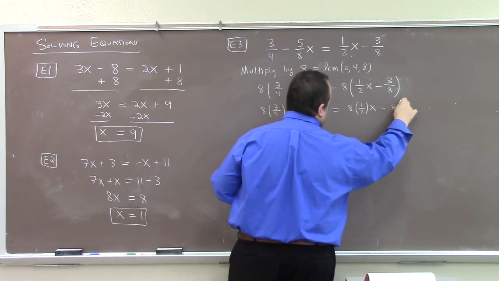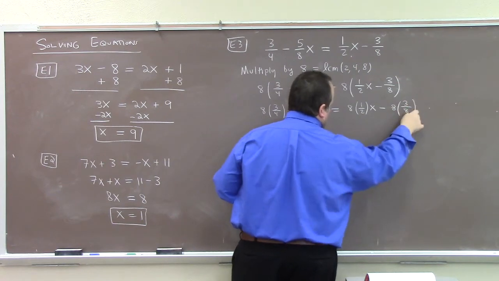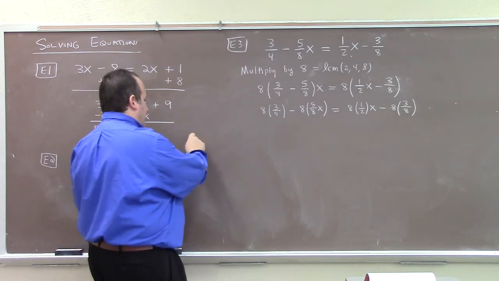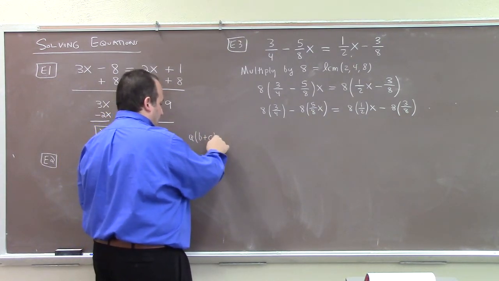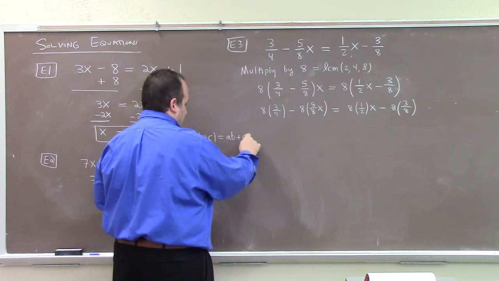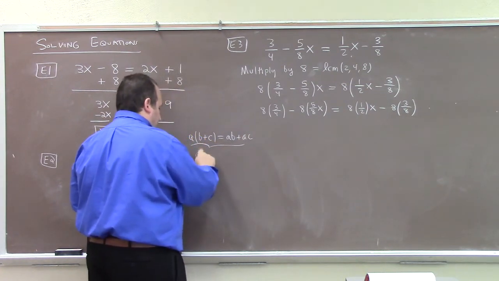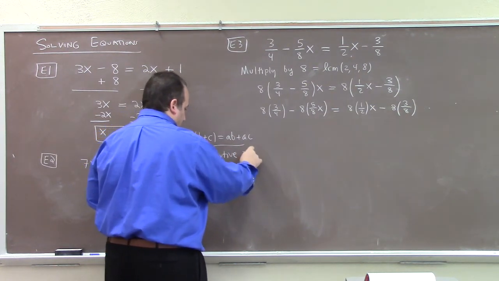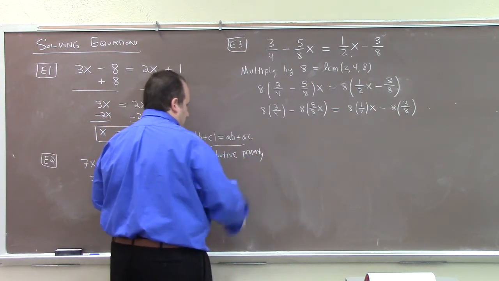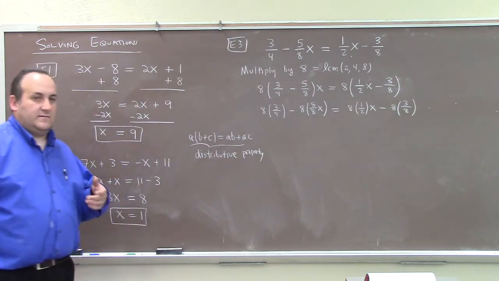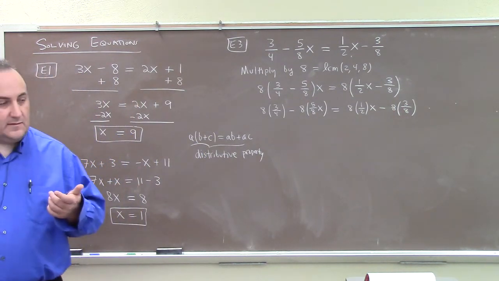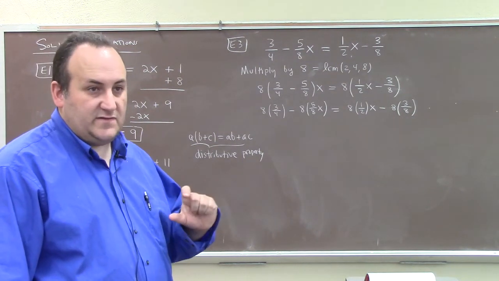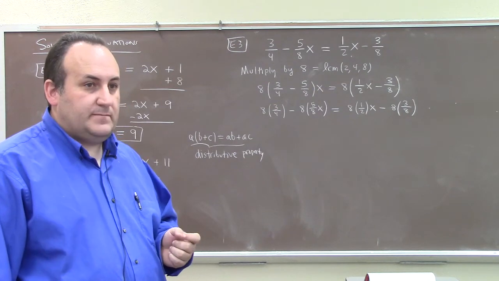minus 8 times 3/8. So this is the distributive property, right? When we have the pattern A times (B plus C), we get AB plus AC, right? This is the distributive property. It's one of the things we have to make sure we do. A common mistake people make is to not distribute, but just to think that the 8 goes one place, but it doesn't. It goes two places when we multiply it times the sum, right?